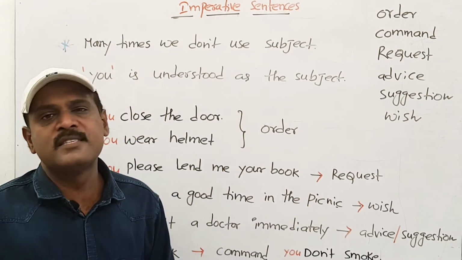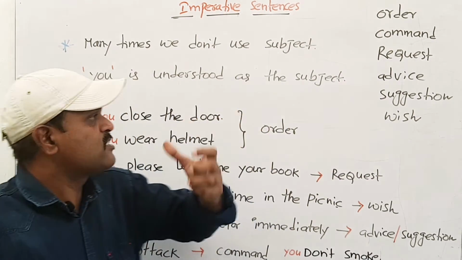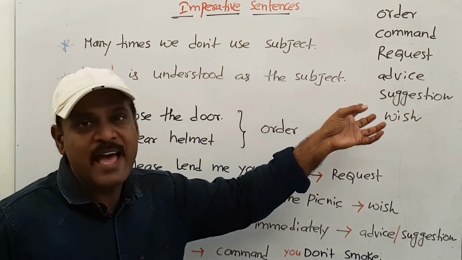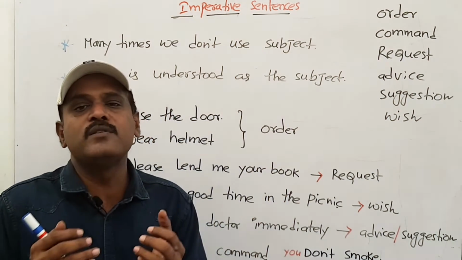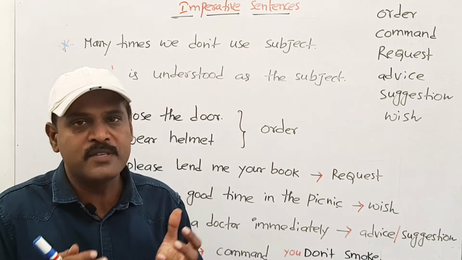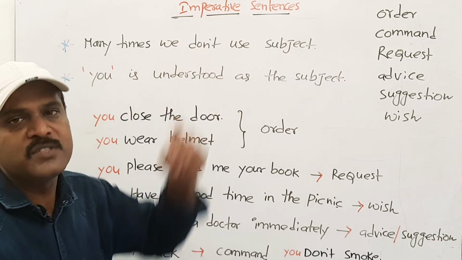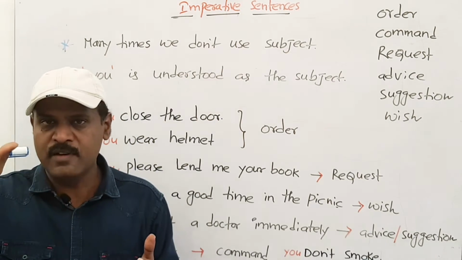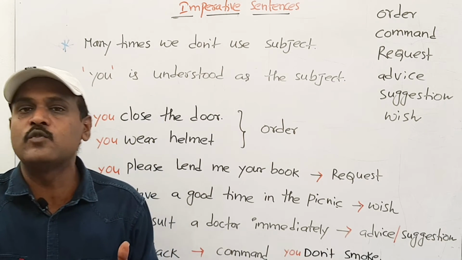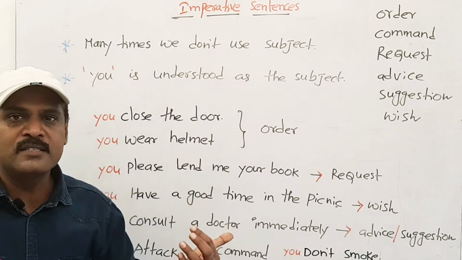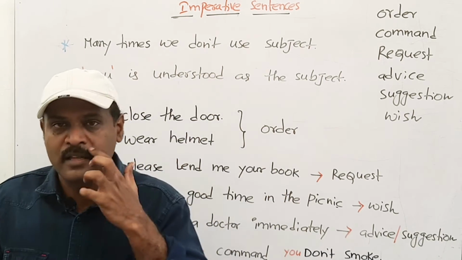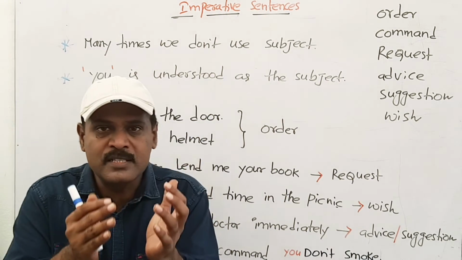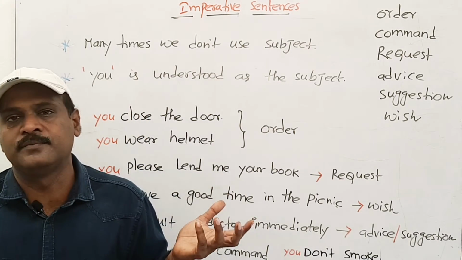Next kind of sentences are imperative sentences. They express orders, commands, requests, advice, suggestions and wishes. When we want to express this kind of thing in the form of sentences, we need to use imperative sentences. Generally, for framing a sentence, we need to have subject, verb and object. Sometimes we can omit the object. In these kinds of sentences, we can omit the subject too. That's why they are called imperative sentences. In this kind of sentence, the subject is you, as understood.